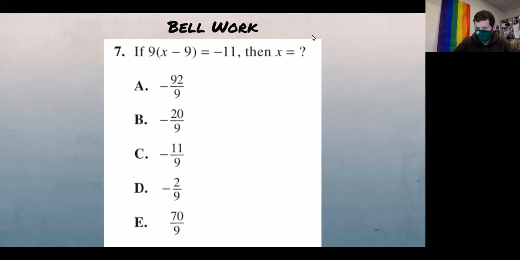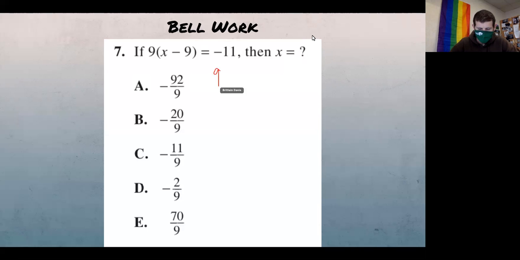When we're looking at this bell work, I hope everyone is at least aware of how to get started, because it's essentially just a straightforward solve for x. Here's your equation. So it's just an algebra equation. There are two ways we could solve this. One of them will be slightly more challenging than the other, but let's go ahead and see what's going on.